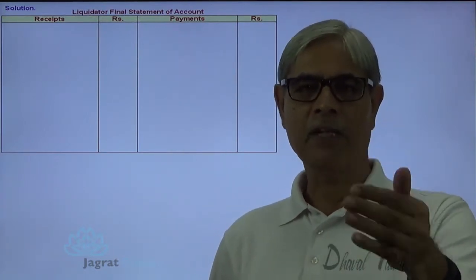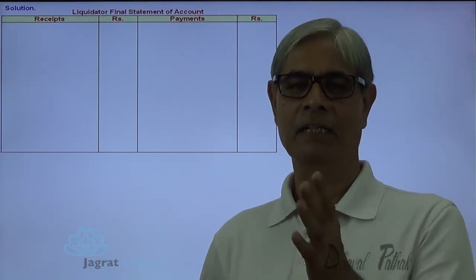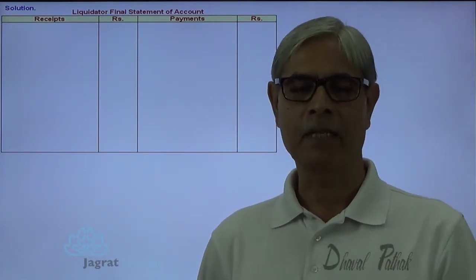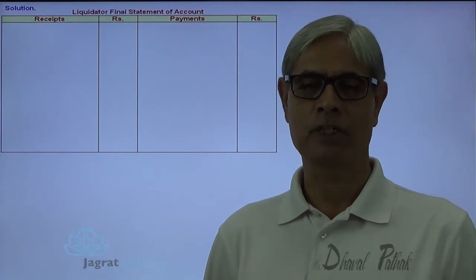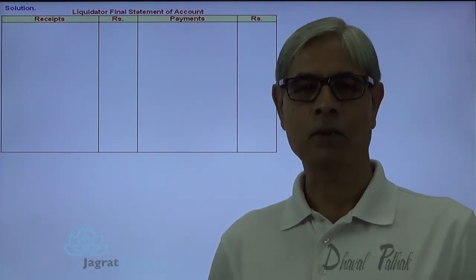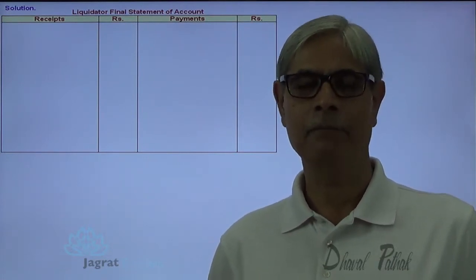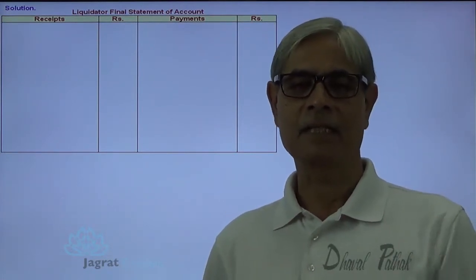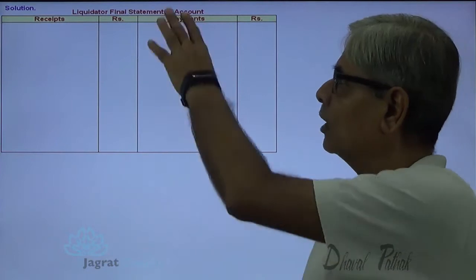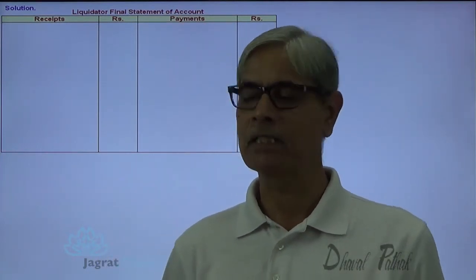So, after realizing all the assets, the liquidator is first required to pay fully secured creditors. Then liquidation expenses and liquidator's remuneration is to be paid. Then preferential creditors are paid. Then debenture holders having floating charge over the assets are paid. Then unsecured creditors are paid. Then preference share capital is paid. At last, payment is made to equity shareholders. On the basis of this understanding, we are going to prepare liquidator statement for receipts and payment.